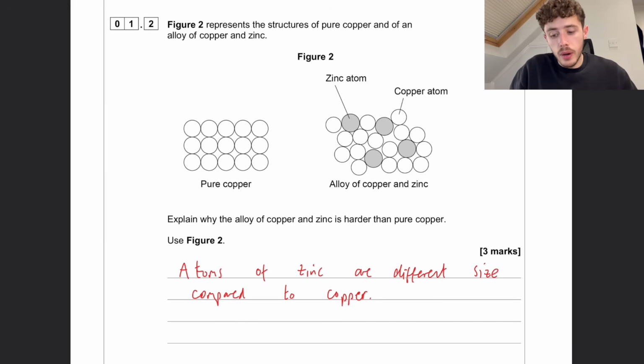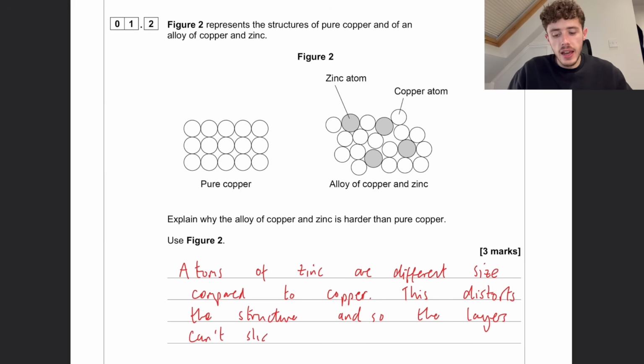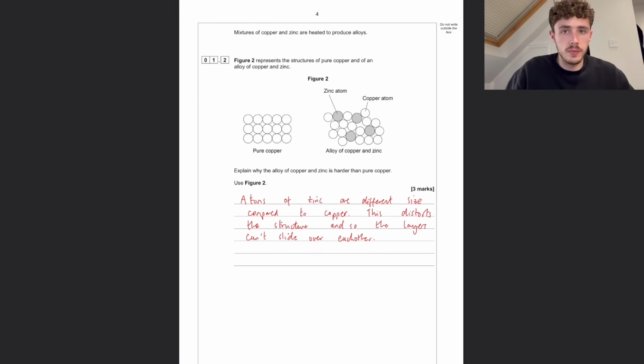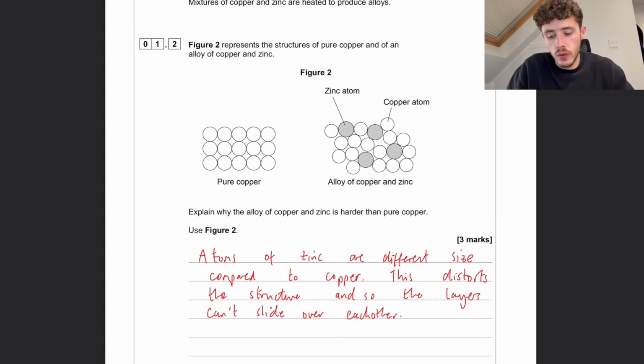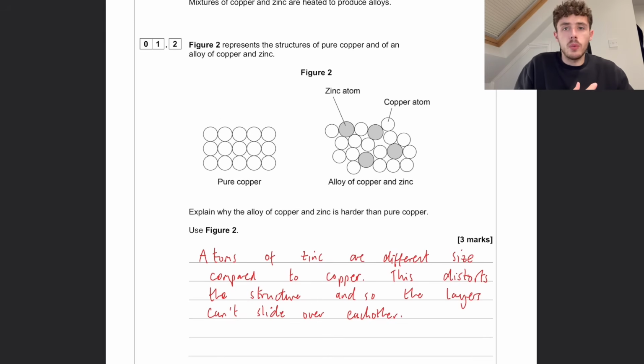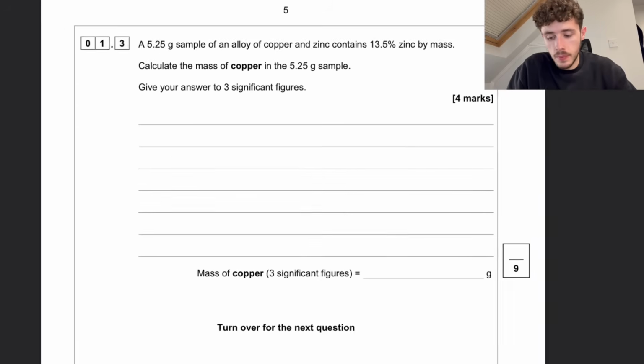So as I said, a big part of this is because the atoms are different sizes. And because of this, the layers of atoms cannot slide over each other. And it also distorts the structure of the whole combination of atoms. And that is all you need for 3 marks. Again, if you haven't seen my previous 2 videos, I mention a lot about how when you have an explain question, you need to make that statement and back it up with some reasons. And this is exactly what I've done here to get that 3 marks.